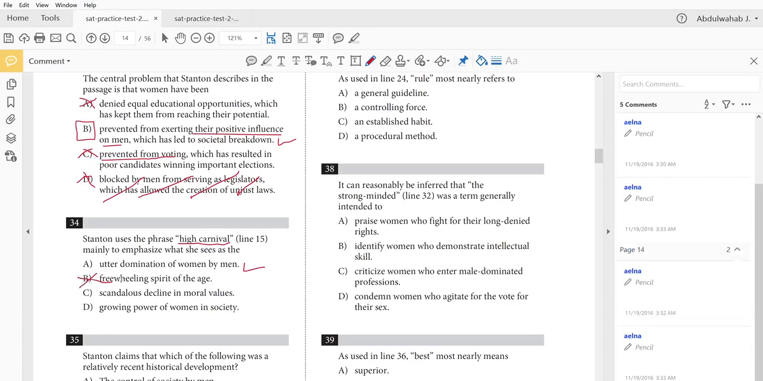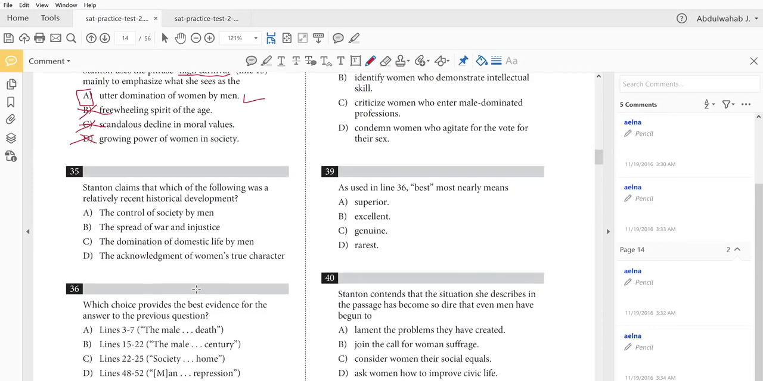Freewheeling spirit of the age? Not actually. Scandalous decline in moral values? Well, whatever she's describing is something negative, but it's not a decline in moral values. When you mention something like this, you're referring to a decline in moral values in all of society, and option C isn't saying a decline in moral values for men. And D, growing power of women in society, actually goes in opposition with everything that the text says. So the best answer is A.